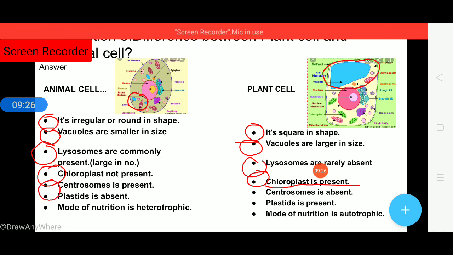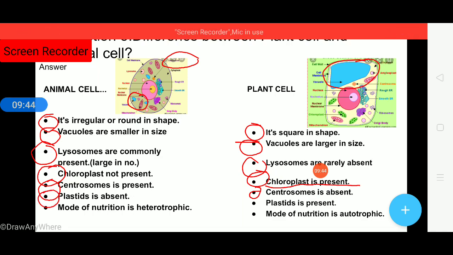Now the fifth point: centrosome is present, as you can see here, and here centrosome is not present. You can see in the diagram, centrosome is not present in it.